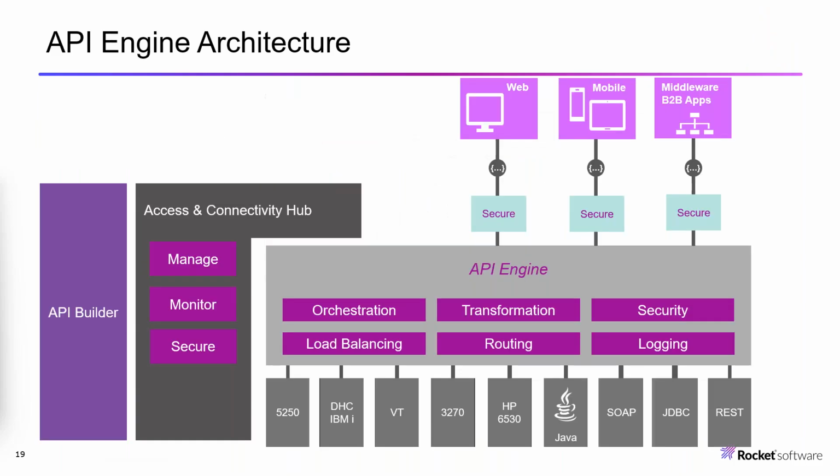This is what the architecture looks like. You've got your different clients. So this would be RDRS, essentially taking data from the API engine. And then you've got your different connectivities to your different systems. So this would be IBM i or direct program access on IBM i. And then we can manage, monitor, and secure those APIs as well.